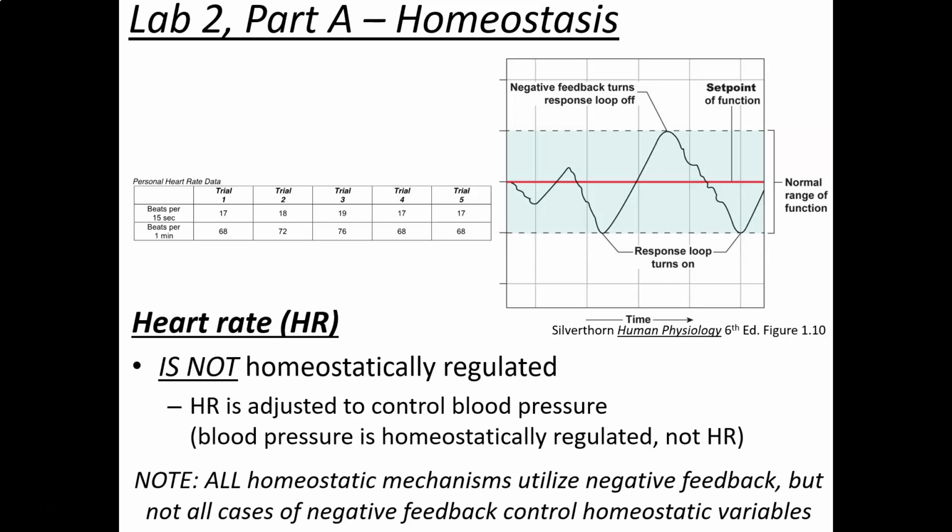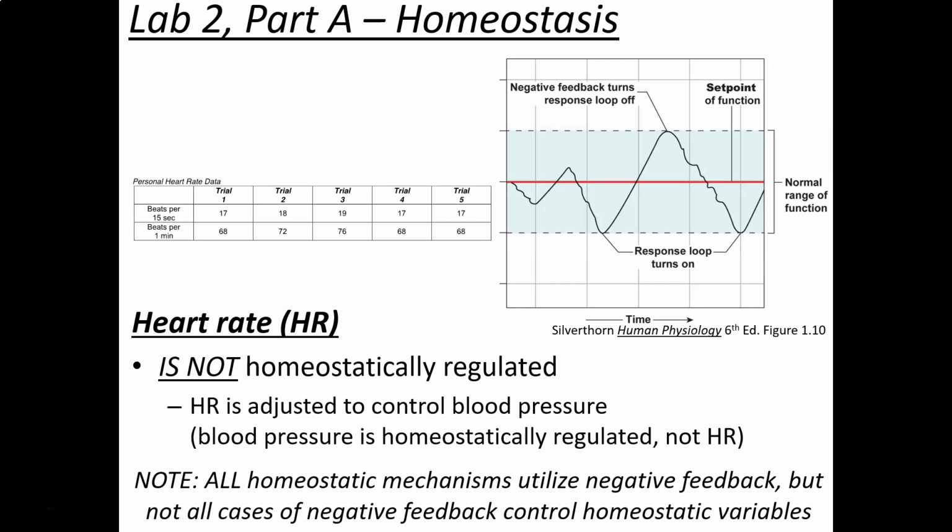So just because you have negative feedback does not mean it's part of a homeostatically regulated variable. Right? We actually use heart rate to control blood pressure. So we adjust heart rate up or down to increase or decrease blood pressure. We'll see that later in the semester in the cardiovascular system when we talk about the cardiovascular dynamics. But blood pressure is homeostatically regulated, not heart rate.